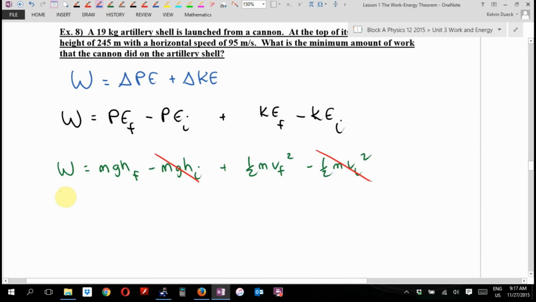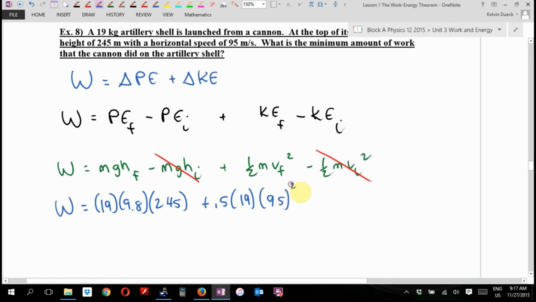How much work? Work equals, Jake, what was the mass? G, 9.8. Negative, Mr. Dewick, scalar. Height, Jake? Yep. Plus, nope. Yeah, plus 0.5, 19. What was my final speed? Jake, my friend. Sorry? You're right. Squared. Don't forget the squared. How many joules of energy did the gunpowder contribute? What's the minimum amount of work we had to do?